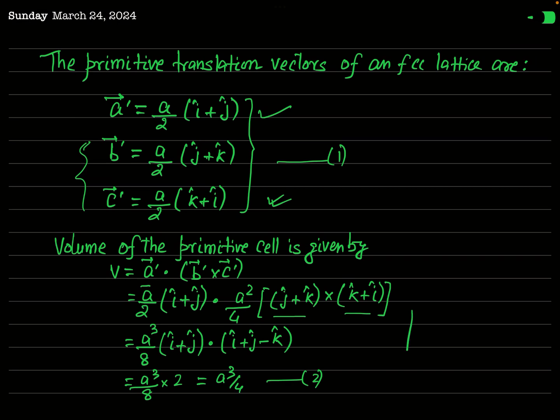Without writing it in determinant form, we can directly find it. See, J cross K, this will be I. J cross K is equal to I. Mark it. J cross I, this is minus K. Okay. Now see, K cross K, this will be 0. And K cross I, this is J.